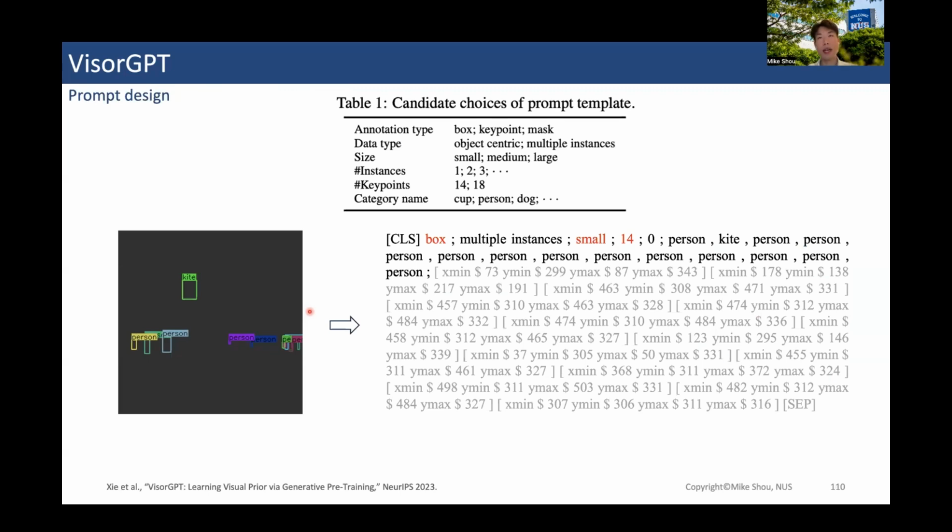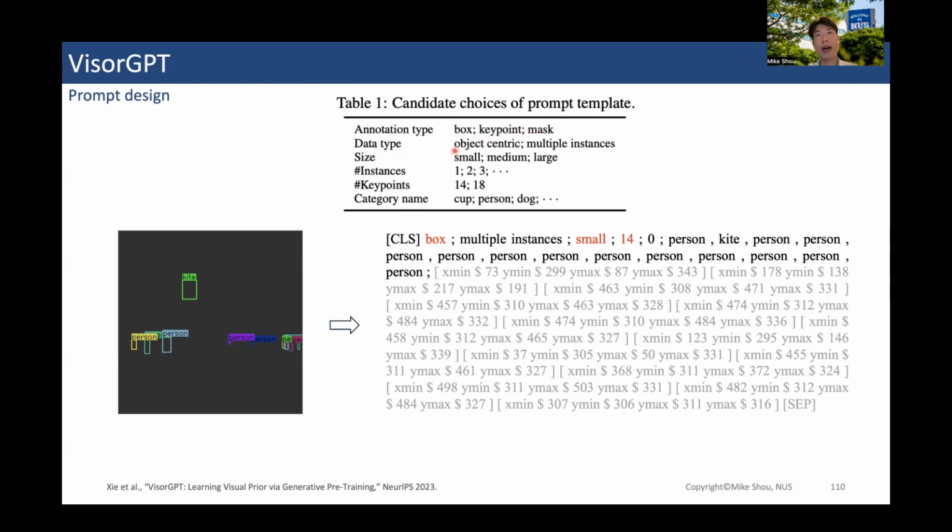Once we're done with this kind of conversion, we can design some kind of prompt that can be fed into the ALM and so on and so forth to generate the content, to imagine the rest of the image. More specifically, in the prompt, we define different categories, for example, annotation type, whether you want to let the ALM imagine the bounding box location or key points or mask.